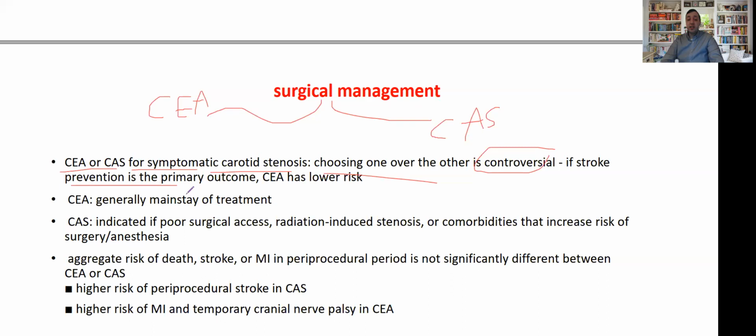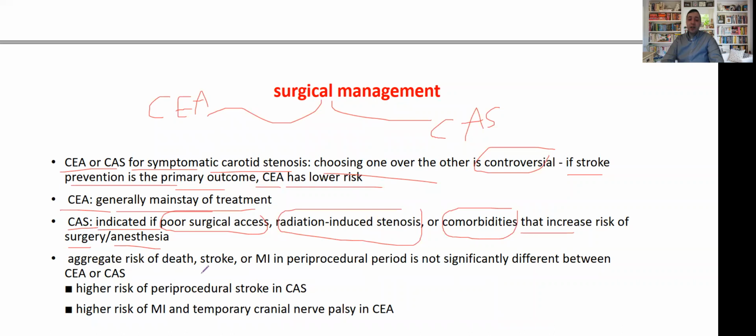If stroke prevention is the primary outcome, then CEA, carotid endarterectomy, has lower risk, and this is the best. Carotid endarterectomy generally is the mainstay of treatment and the gold standard. Carotid artery angioplasty and stenting is indicated for poor surgical access, radiation-induced stenosis, and comorbid patients, if the patient has comorbidities that increase the risk of surgery and anesthesia. So this is less invasive.